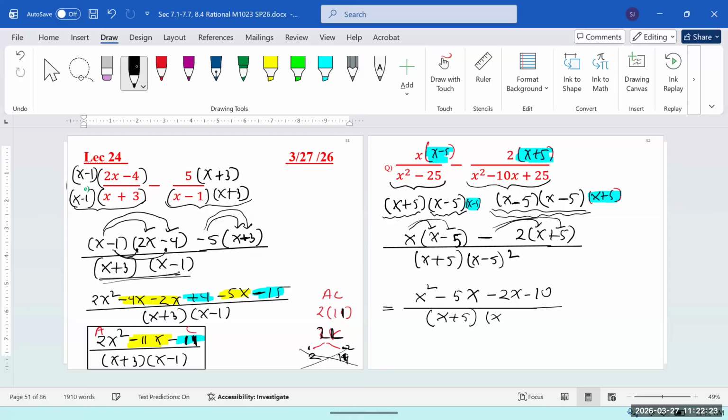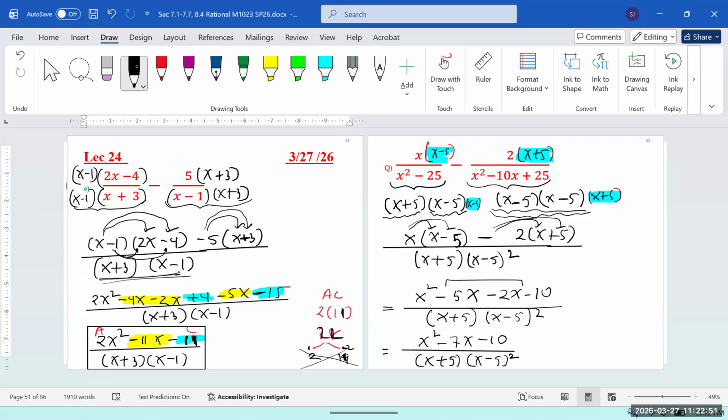I'll keep warning you guys. Do not try distributing the denominator. Always keep the denominator until the last step. So what do we have? x squared, how much is total? Negative 7x minus 10. And we have x plus 5 and x minus 5 squared.